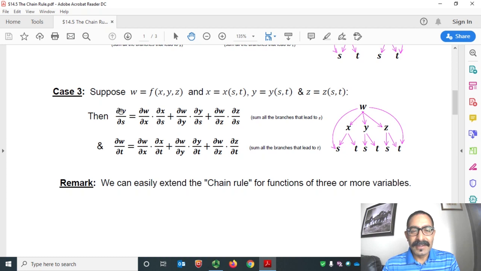So first, the partial derivative of w with respect to s equals the partial derivative of w with respect to x times the partial derivative of x with respect to s, plus the partial derivative of w with respect to y times the partial derivative of y with respect to s, plus the partial derivative of w with respect to z times the partial derivative of z with respect to s. And similarly, we can find the partial derivative of w with respect to t. Great. Quick remark, we can easily extend the chain rule for a function of 3 or more variables.